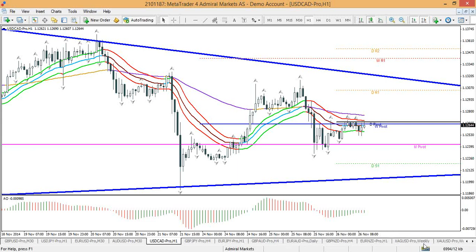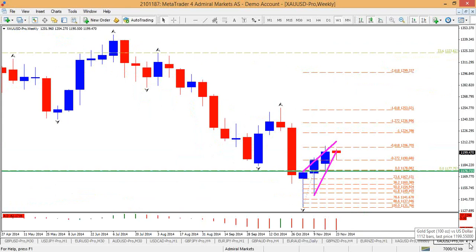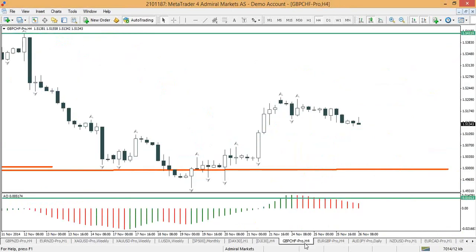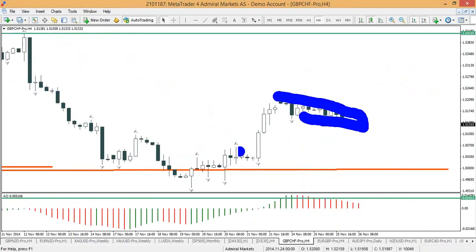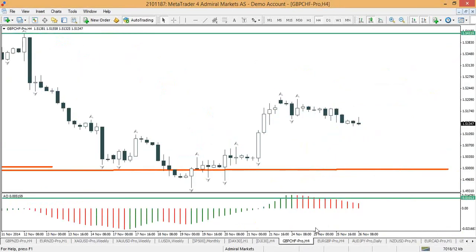Now we've looked at many pairs. Let's take a look at gold, not doing anything at the moment. We have a referendum on Sunday, I think, or Saturday. Pound Swiss looks like a bull flag, by the way, after some upside. Not really a big trend going on, though, so it's a bit risky.